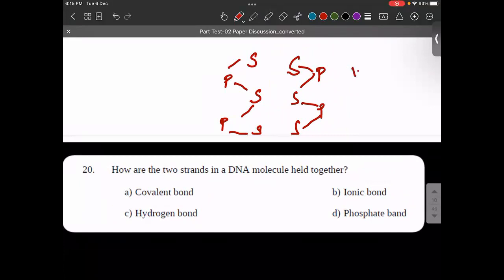First bond, you can see sugar is connected to the nitrogenous base. Here you have the nitrogenous base. Sugar is connected to the nitrogenous bases. The bond which connects sugar to the nitrogenous base is the glycosidic linkage. The first bond, sugar to nitrogenous base, is the glycosidic bond.